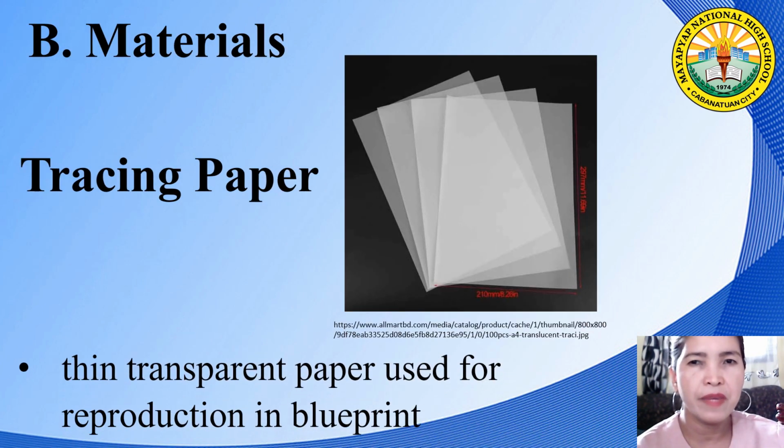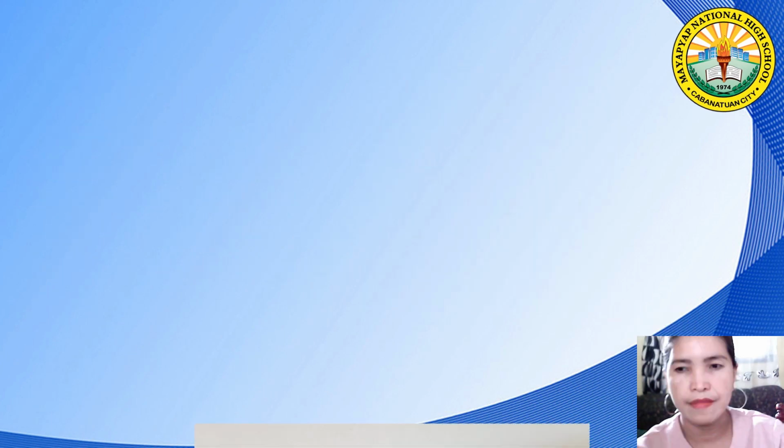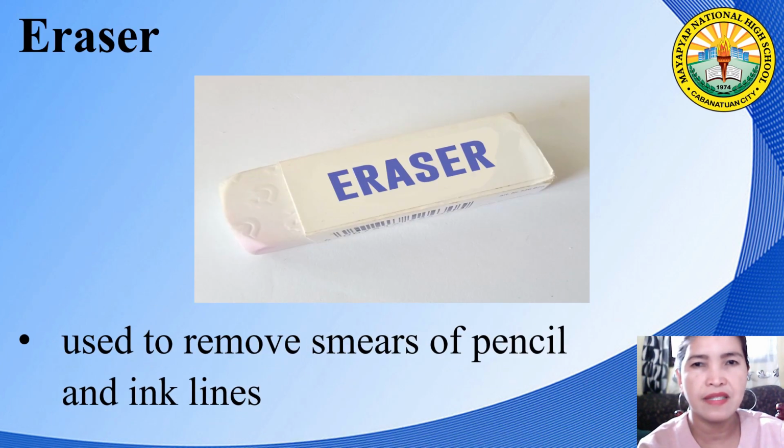The next are the different materials in drafting. The first in our line of materials is the tracing paper. It is a thin, transparent paper used for reproduction in blueprint. The next is the eraser. It is used to remove smears of pencils and ink lines.